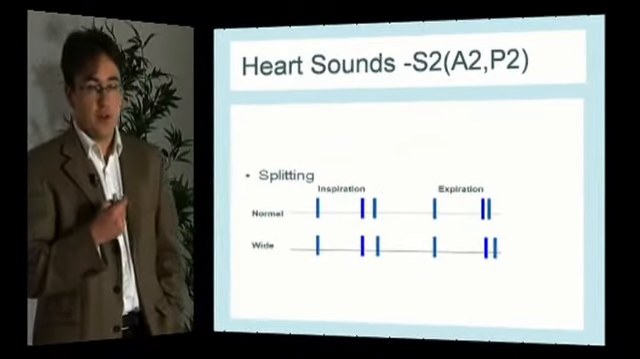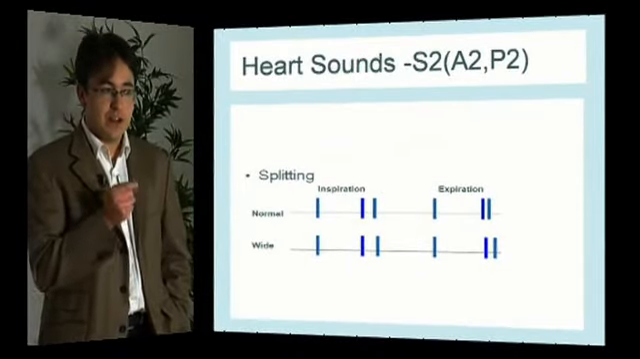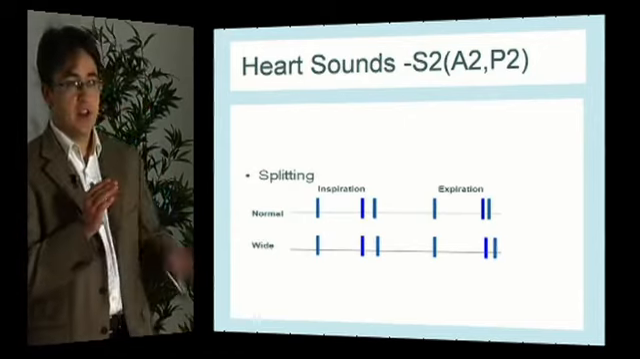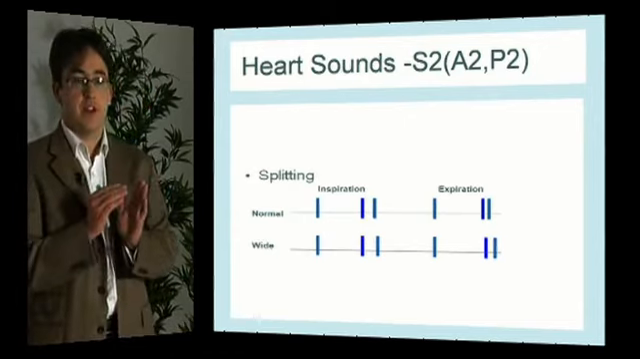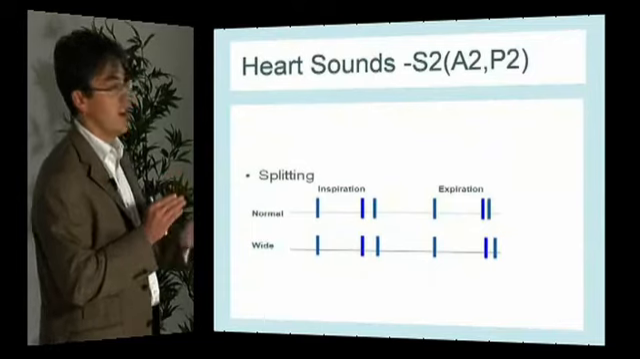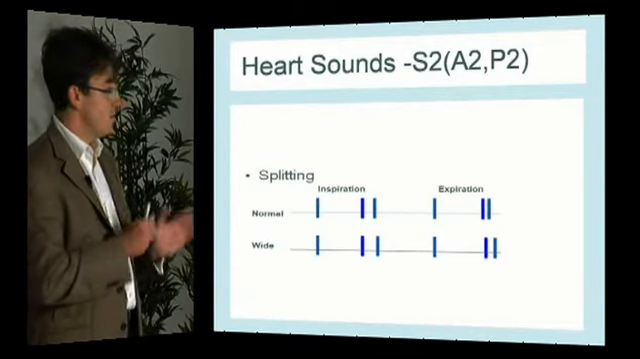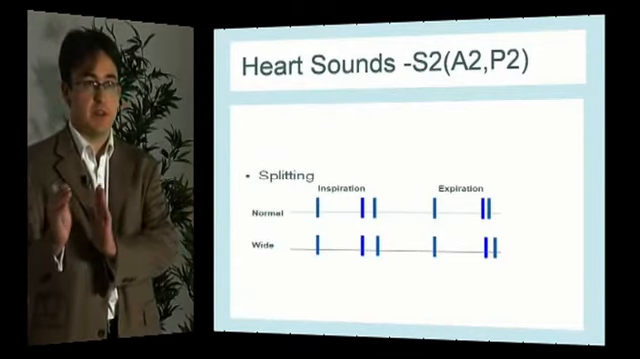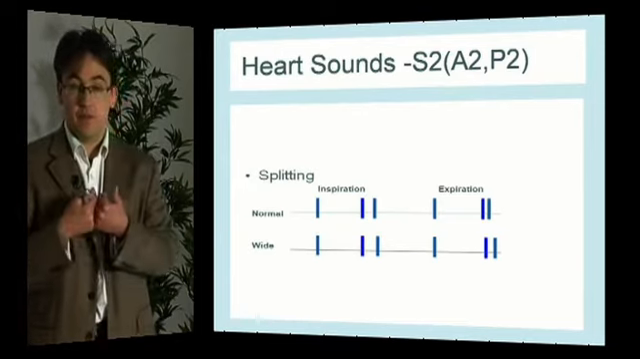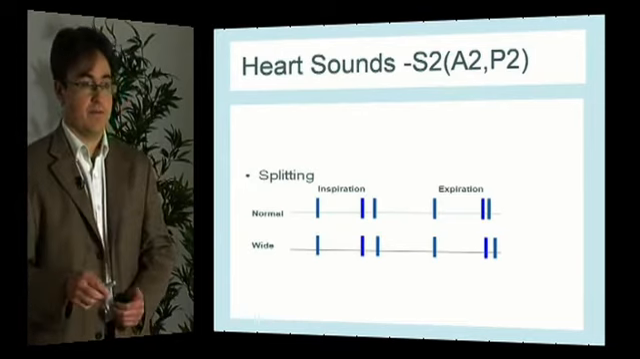When people refer to wide splitting, all they're really referring to is a widening of the time interval between the aortic valve closing and the pulmonary valve closing. It's a very, very simple concept. You'll see that the diagram looks much the same as it does in the normal case, but the interval, the gap, is slightly wider between the two. And this is both for inspiration and expiration.